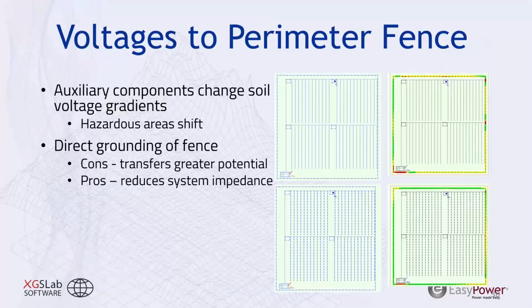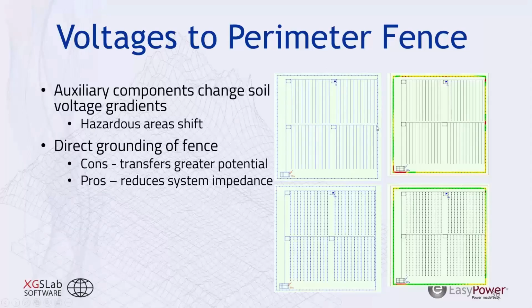Another thing to consider is the perimeter fence. Now, there are different recommendations from different engineering teams on what the best methodology is to help reduce touch voltages that can occur along this perimeter fence. So when you're modeling your system in high detail, what you'll see is that it's going to change the voltage that's conducted through the soil to that fence. So when you're looking at your model, what you want to do is try to account for that voltage gradient and how that's going to transfer out to your perimeter fence.